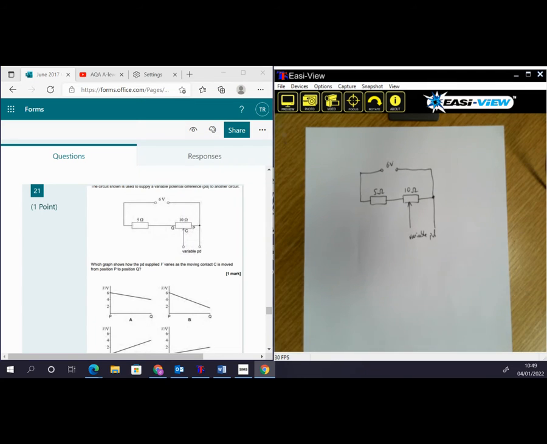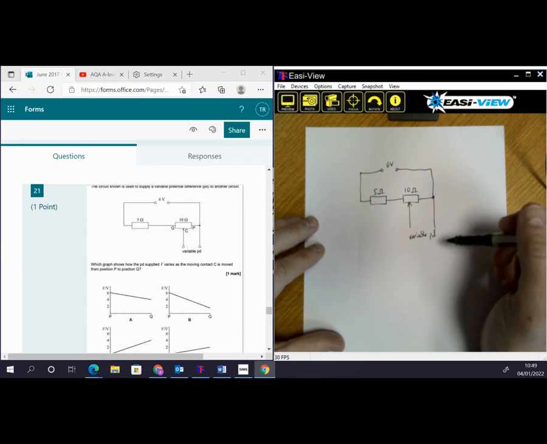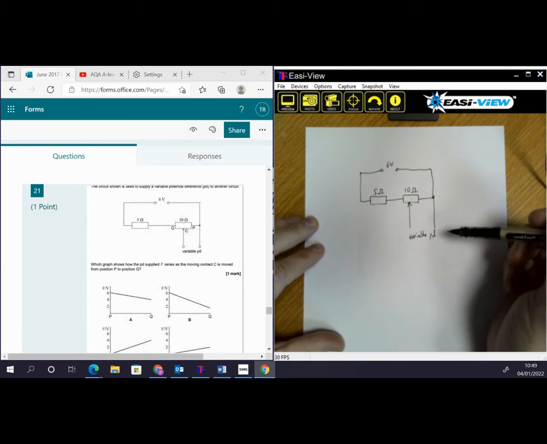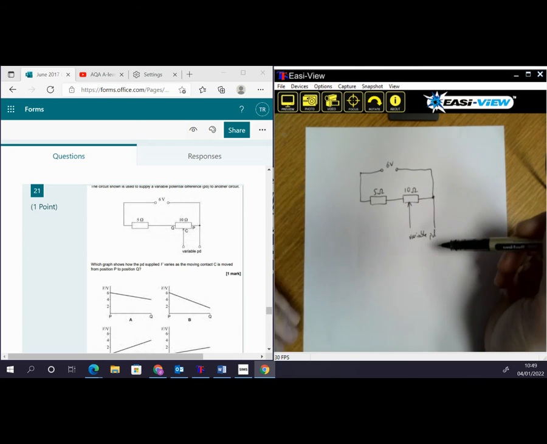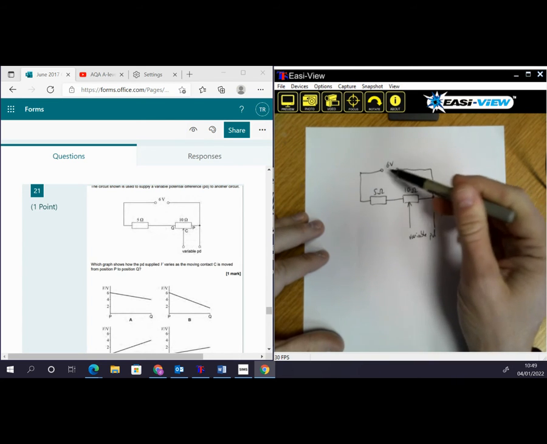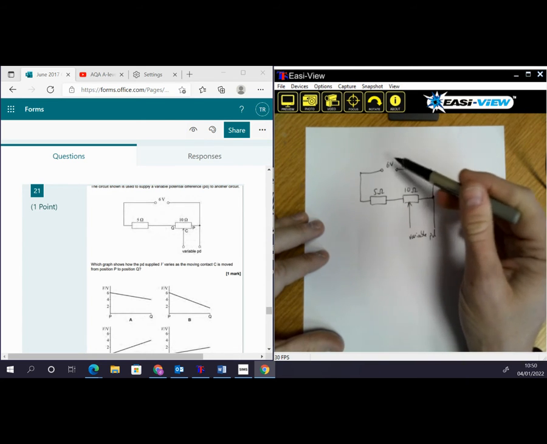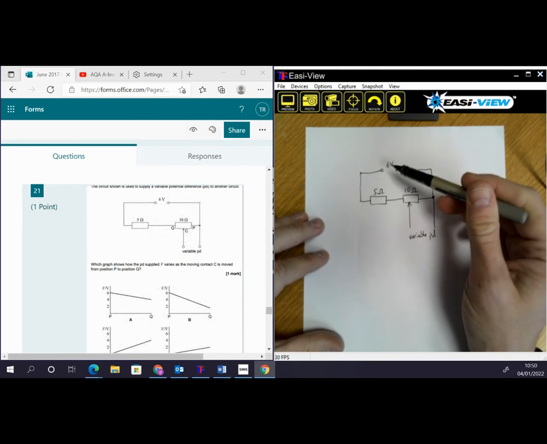This question is a fairly standard one about varying the resistance of a part of the circuit to then give you a variable PD output. So the only thing that might catch you out a little bit is this variable PD is an output. That's not the input. So what's actually going into the circuit? The maximum possible voltage available to the whole circuit is 6 volts.